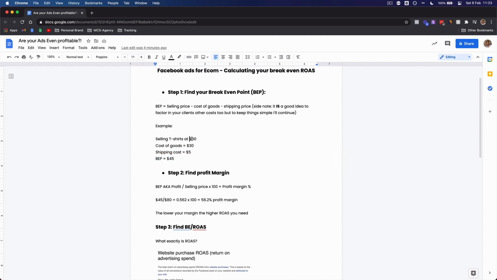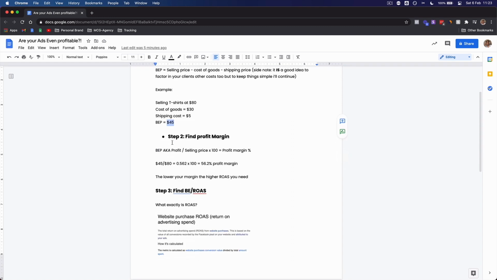So if you sell a t-shirt at $80, your total costs are going to be $35. That leaves you with a break-even point of $45. Now, the second thing you want to do, or step 2, should I say, is find your profit margin. So your break-even point, aka your profit, because obviously you're selling t-shirts at $80, your cost of goods is $30, plus you have $5 shipping cost in there to factor in to actually get the product to your customers.